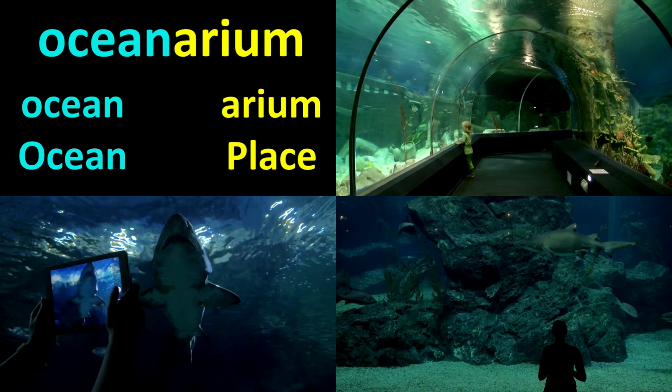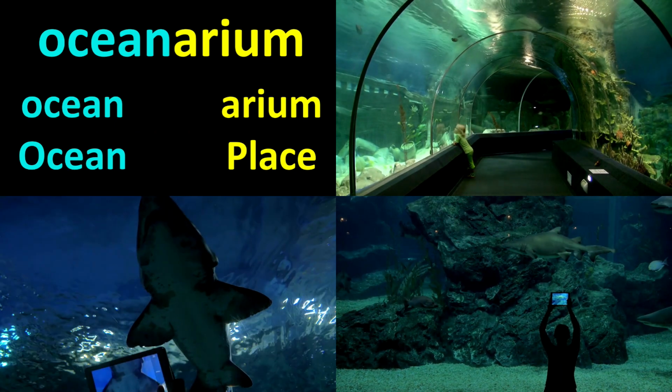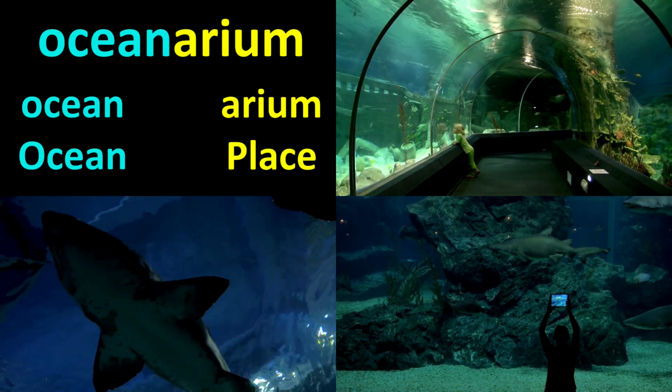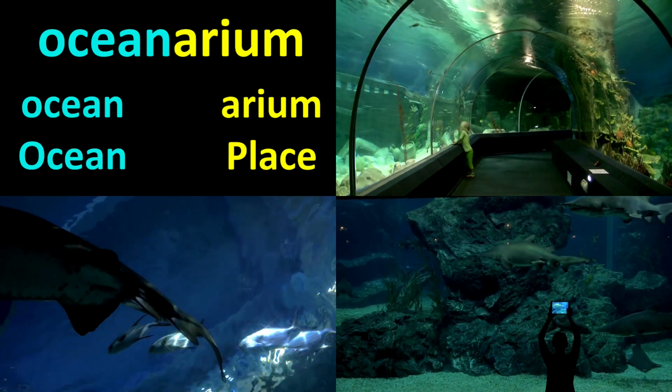An oceanarium is a type of aquarium that contains animals and plants that normally live in oceans. The oceans are made of salt water, whereas almost all lakes and rivers contain fresh water. Fresh water has very little salt in it.